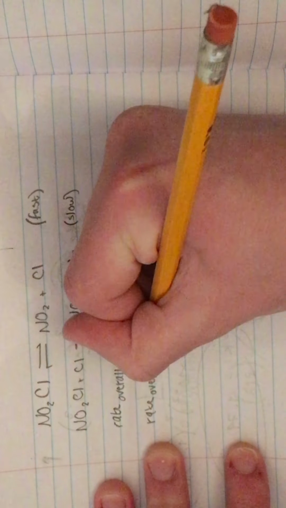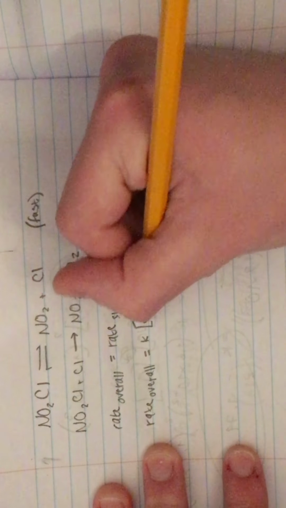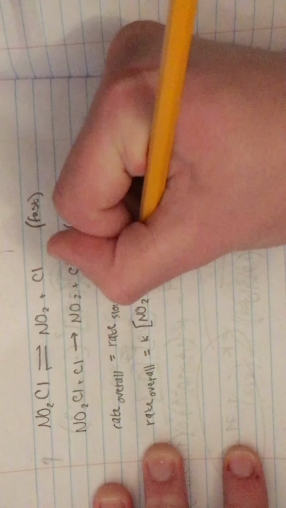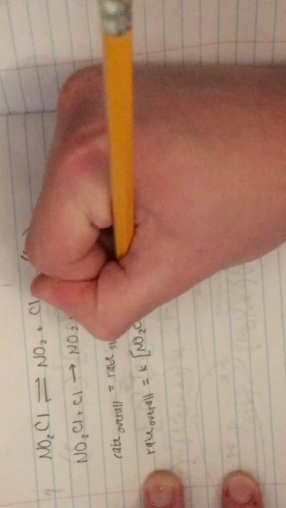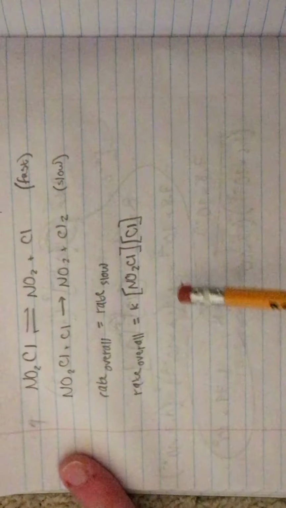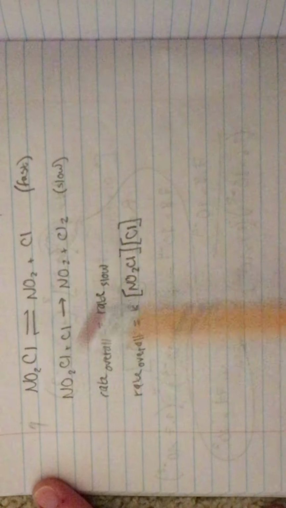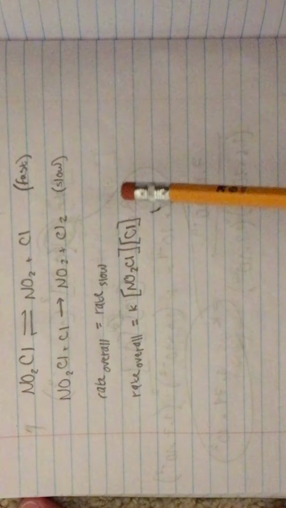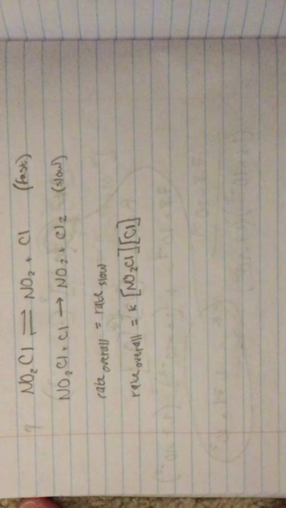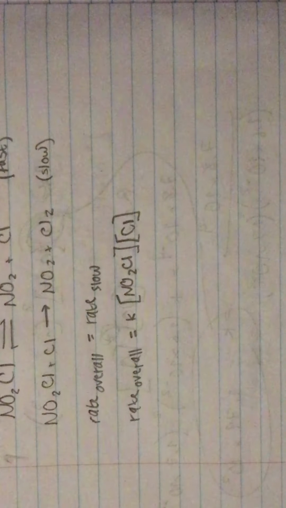So if we take that and we write it, we get the rate of the overall reaction is equal to k times the concentration of NO2Cl, come on, pencil, times the concentration of Cl. We know how to do this. We've done it 1,000 times already. All you do is you take the two reactants and you put them in brackets. And then, so this is a little tricky. Actually, I won't get into that now. All we need to know right now is, there we go.